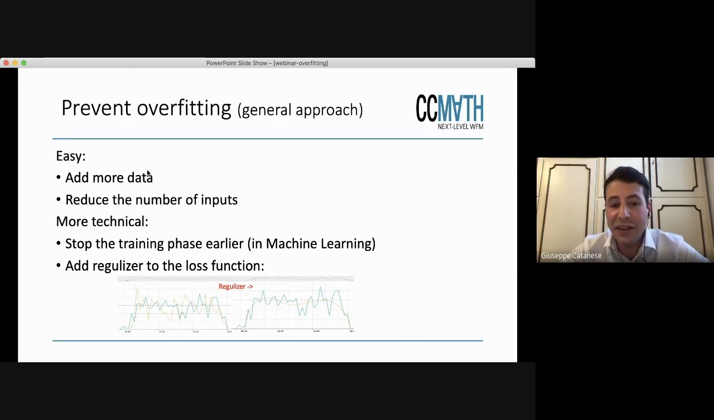Another advanced technique is to add a regularizer to the loss function, which is what we do in CCmath in our algorithm. It's called spline. We basically add a regularizer to the loss function in order to smooth the pattern. We see that on the left, the pattern was really noisy, and then using this technique, we smooth it.